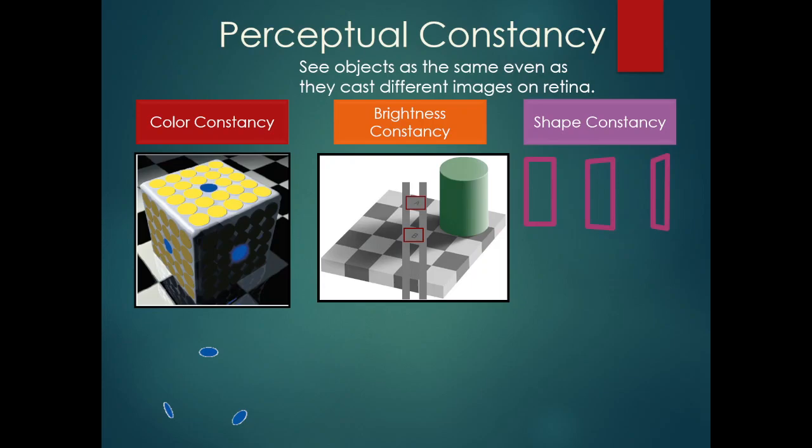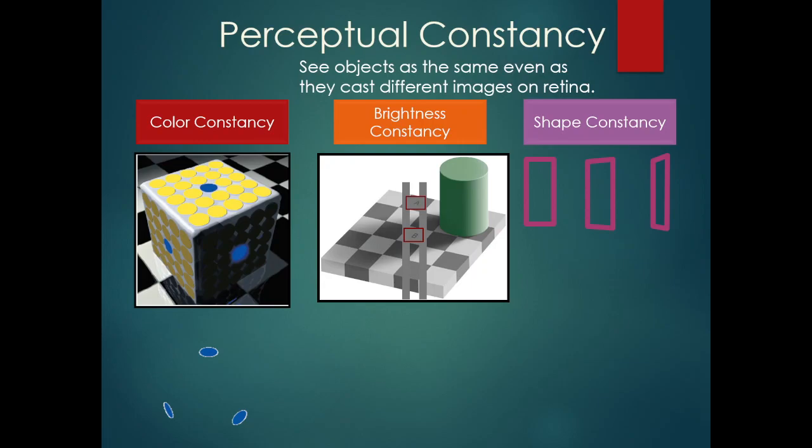So our brain recognizing constancy can make it, on the flip side, very difficult to do art, right? Because you don't realize that if you want to make the A and the B squares look different, you actually at one point have to have them be the same in order for the brain to see them as different.